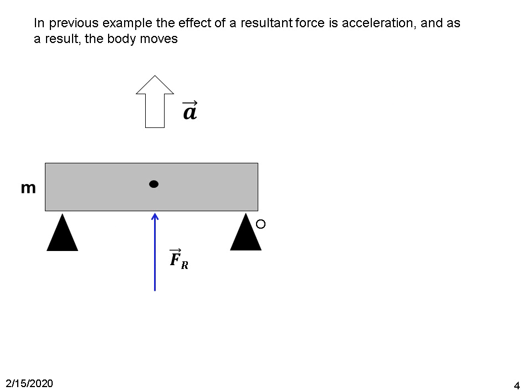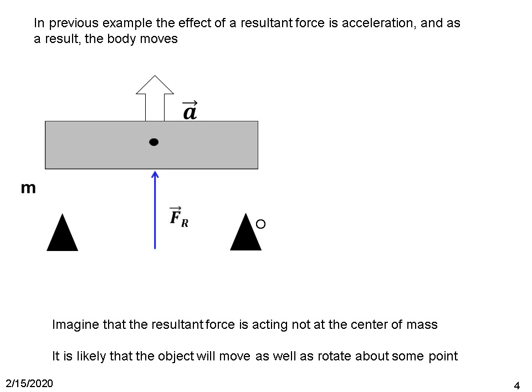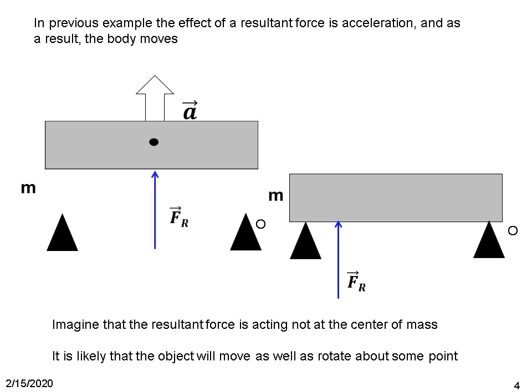The particle approximation is valid if the resultant force is acting through the center of mass of a real object with a definite size. In this case, the force results in acceleration and it will move, or we call it translation motion. Now imagine that the resultant force is not acting through the center of mass. In such a case, this will not only translate the object but also try to rotate it.